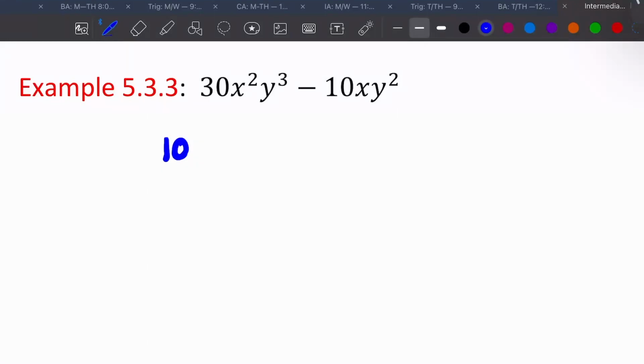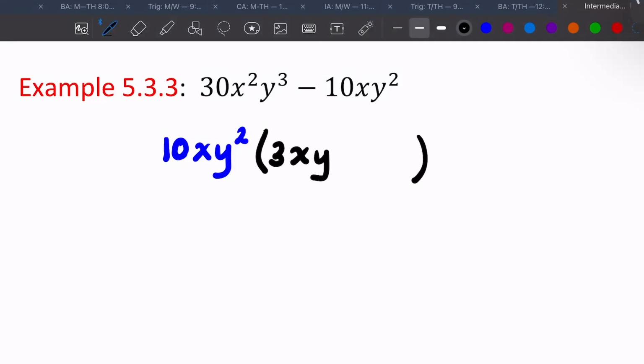We can take out just one x because that's smallest, right, between our x's. And then we have y cubed and y squared, so we can take out the smallest one, y squared. Okay, now we're going to see what's left over. So we're going to do, okay, well, 3 times 10 is 30, right? And then for x, I would have 1 left over. And then for y, I would also have 1 left over.